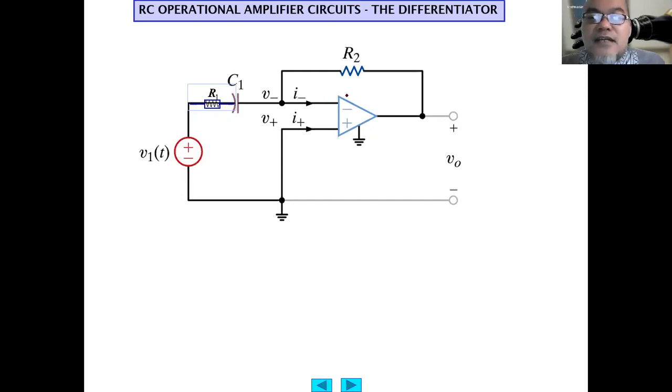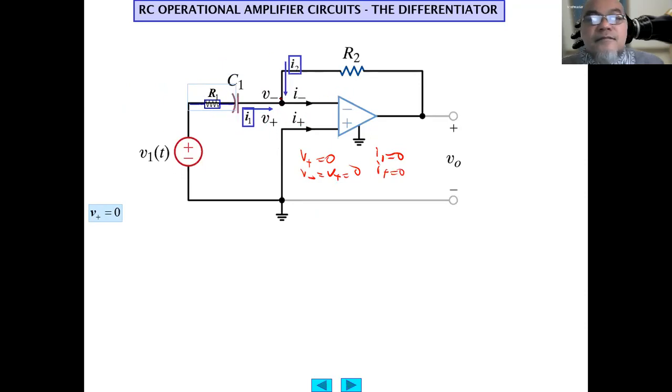Again, using the ideal op-amp simplification, V plus will be equal to 0, and V minus will be equal to V plus, which equals 0, and I minus equals 0, I plus also equals 0. Yeah, this is from the ideal op-amp simplification. So V plus equals 0.